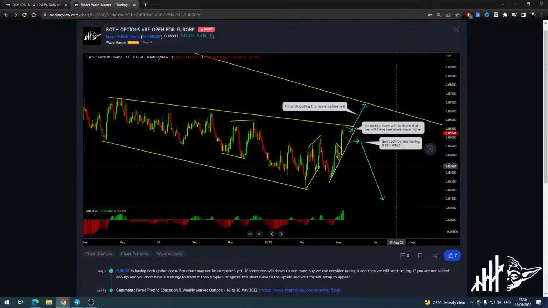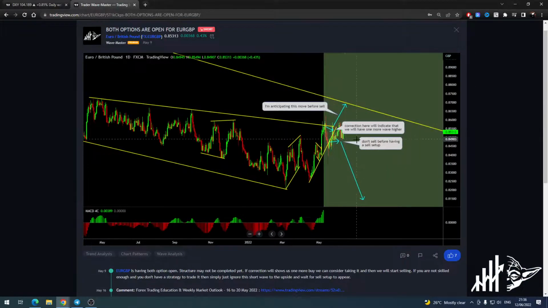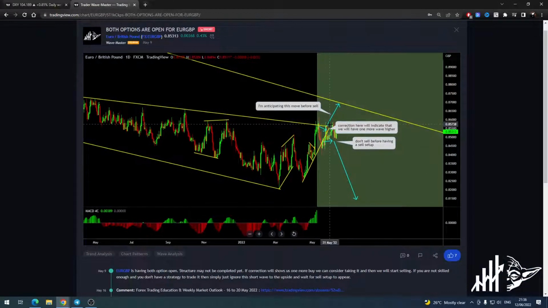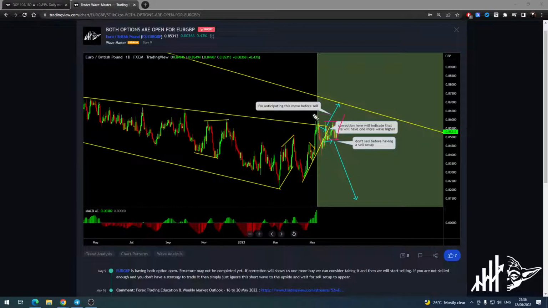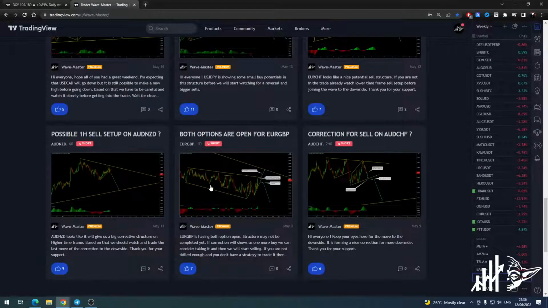Euro GBP, what is the Euro GBP trying to do? Look at that one, it's setting up for something bigger. Probably it will do something like this: take the high, go lower, go flat, and then go up. So Euro GBP will become a little bit more complicated than we thought.